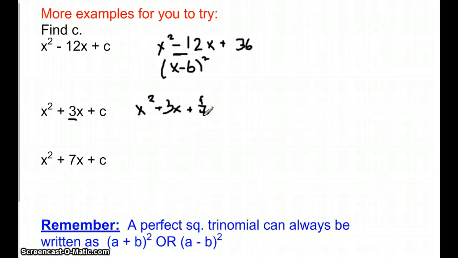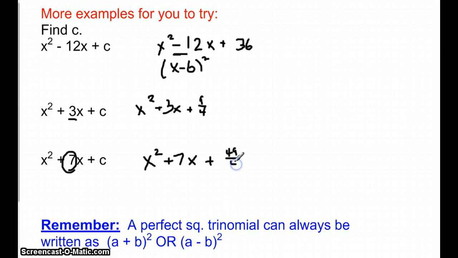In this one, you need to take 7, right? Cut it in half and square it. So I think you can calculate what c is. It's x squared, okay? We're going to add 7x, keep that term the same. But our c now becomes 7/2 squared, which is 49/4.